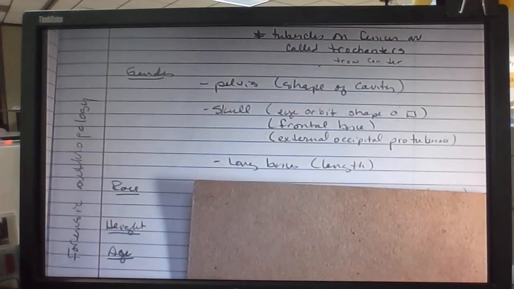The skull can help give us an idea of gender. You look at the eye orbit shape. Is it more circular? Is it more cubish, more like a square? The frontal bone of the skull. The external occipital protuberance. And you'll learn about that when you actually do 1, 2, 3. These notes go along with what you're doing in 1, 2, 3. Another bone that can help us tell gender are the long bones, the femur and the humerus. We'll look at the length of those.